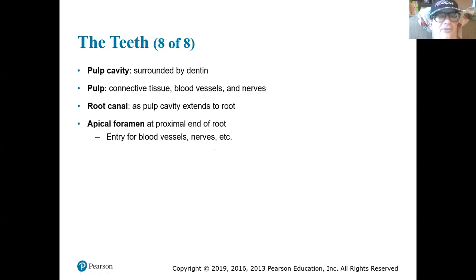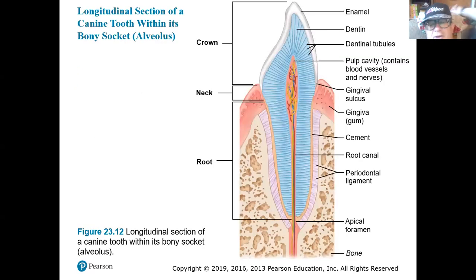Okay, the pulp cavity is surrounded by the dentin. I really wish this picture was used multiple times. The pulp is connective tissue, blood vessels, nerves. The root canal is the pulp extending down through the root, and the apical, remember, an apex is a tip. The apical foramen as a whole is at the proximal end of the root. Fancy way of saying the tip of the root down in the jaw. This is an entryway for blood vessels and nerves to get around.